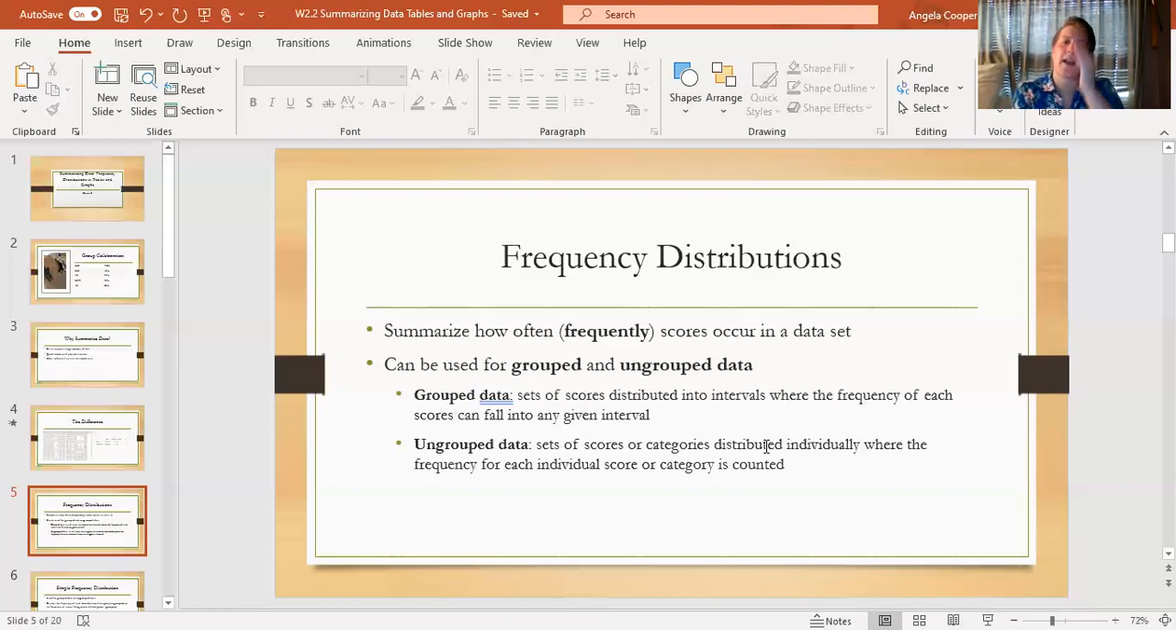Ungrouped data is where we have sets of scores, or just categories, if you will, distributed within these groups that are already kind of created.